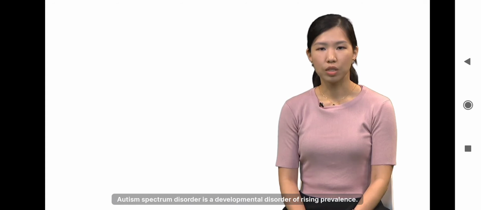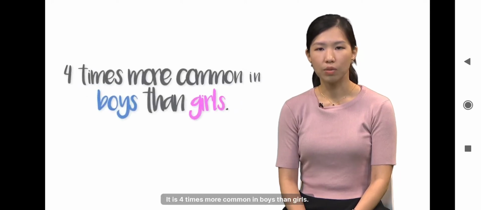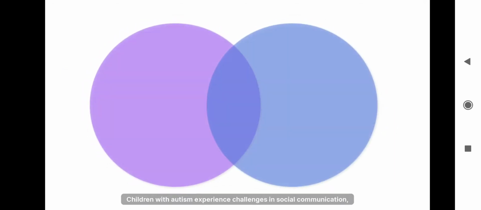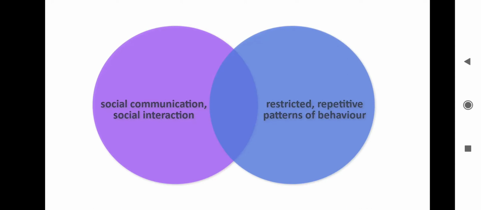Autism spectrum disorder is a developmental disorder of rising prevalence. It is estimated that 1 in 54 children have autism based on CDC's Autism and Developmental Disabilities Monitoring Network. It is 4 times more common in boys than girls. Children with autism experience challenges in social communication, social interaction, and may also have behavioral challenges.